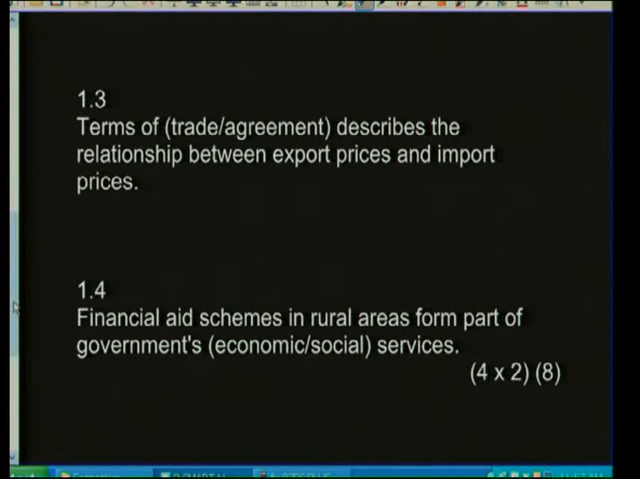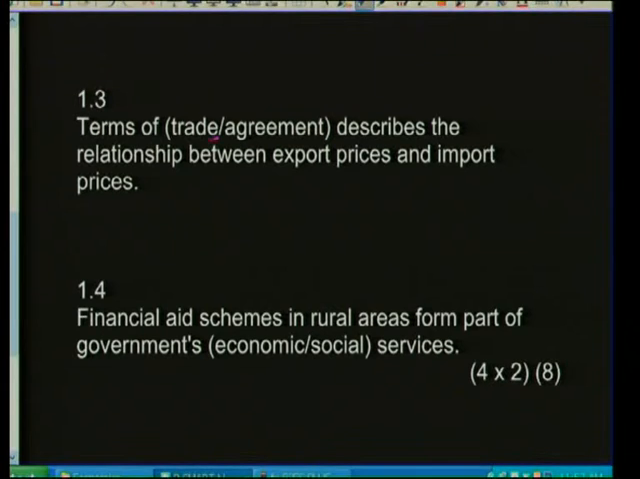1.3. Terms of trade or agreement describes the relationship between export prices and import prices. The answer is terms of trade.